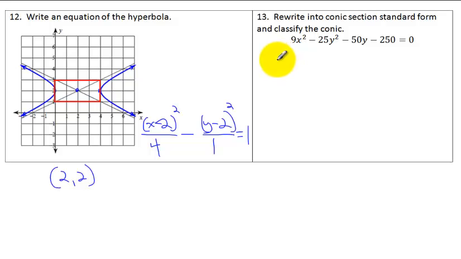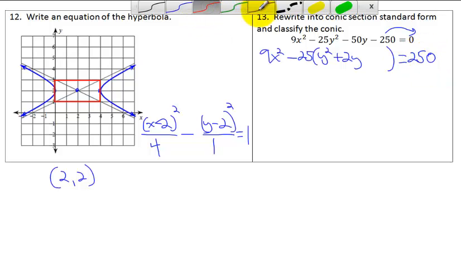Number 13, rewrite into conic section standard form. So let's reorder this thing. We have the x squareds, and with the x's, there's no other x's, so we're good there. Minus 25. You know what, let's take out the y squared. So if I take out a minus 25, now I have y squared, leave y squared, so that there's a coefficient of 1. And then we just took out a negative 25, which leaves this as a plus 2y. Now I'm going to leave myself a little bit of space because I'm going to complete the square here. This is where we complete squares to get in standard form. And I brought this minus 250 over, so now it's going to equal a positive 250.